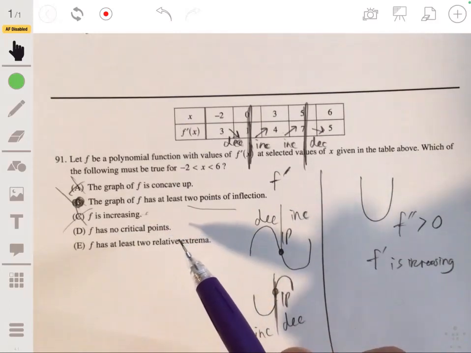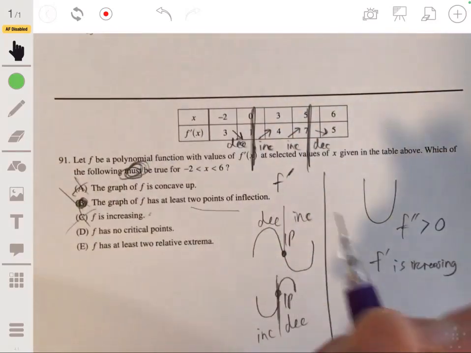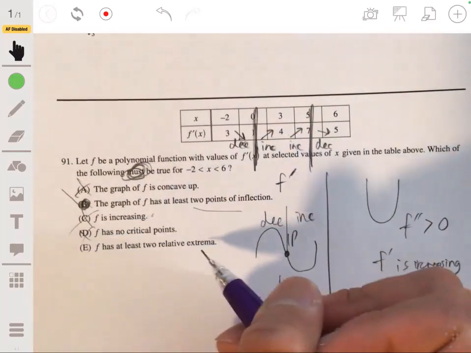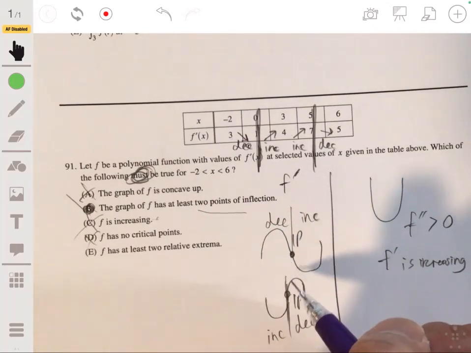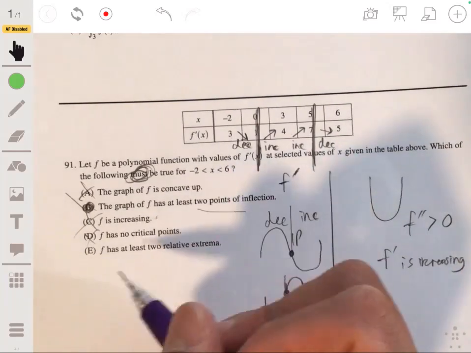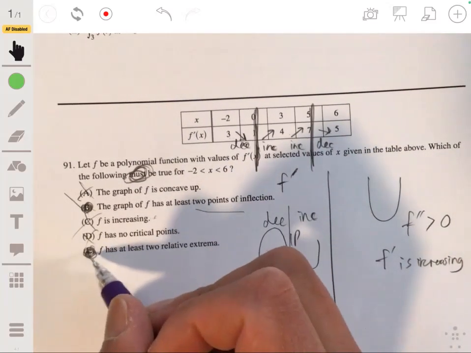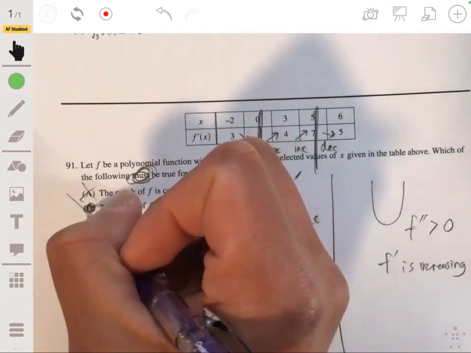F has no critical points. It could. It's not guaranteed. Remember, it says must be true. It could, but it doesn't have to be true. And at least 2 relative extrema. No, as you can see here, it does for inflection points. It doesn't have to be relative extrema. Again, this could be possible, but it doesn't have to be true. Whoops, let me cross it out. So the answer is definitely going to be B.